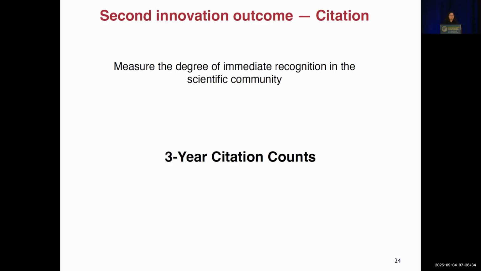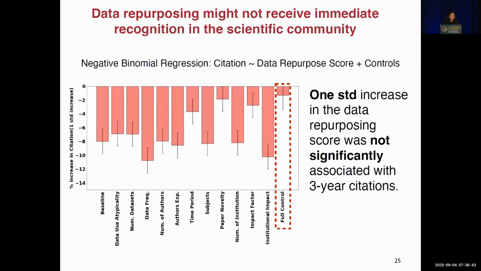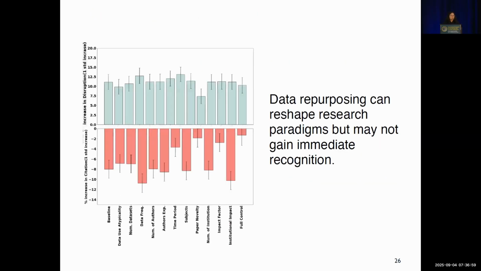And the second innovation outcome we're looking into is citation, which measures the degree of immediate recognition in the scientific community. So we use 3-year citation count here. And we're showing a very different result. Data repurposing might not receive immediate recognition in the scientific community. One standard deviation increase in the data repurpose score was not significantly associated with the 3-year citation. So putting that together, data repurposing can reshape a research paradigm, but might not gain immediate attention.